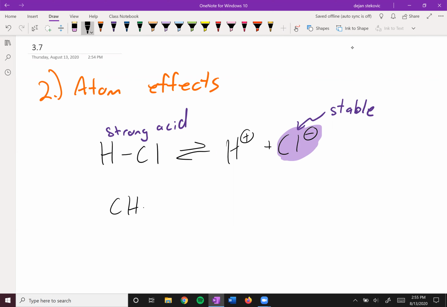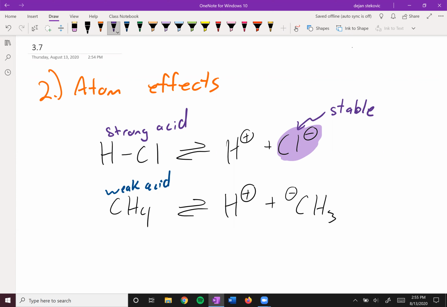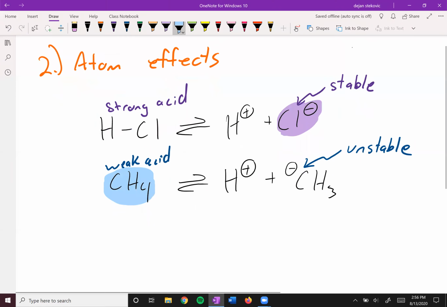On the other hand, we have CH4, which is a very weak acid, or not an acid at all, you can think about. And so if you try to donate its H plus, you'll end up with CH3 minus. And so carbon is not a very electronegative element, and it's not very large either. And so it's relatively unstable. And so since this side is unstable, it's going to much prefer to hang out on its CH4 side.